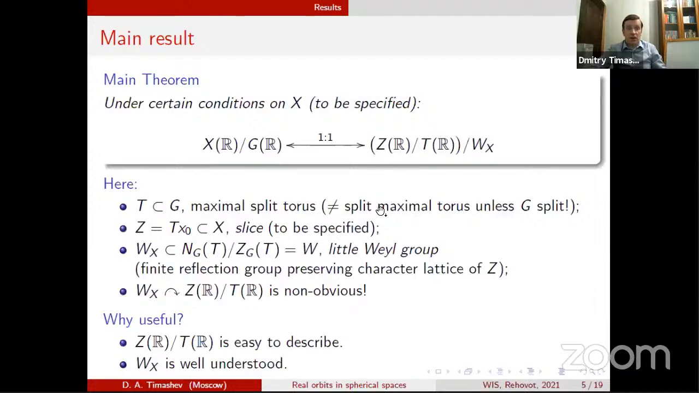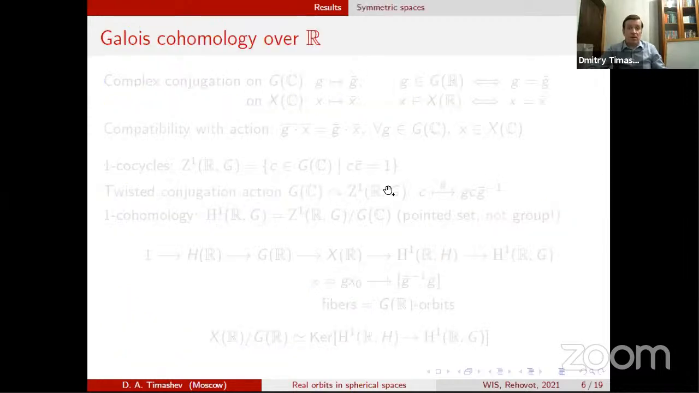As I said, we are able to prove this theorem in two different cases, and in these two different cases, we use different techniques. So, in the case of symmetric spaces, we use a very standard tool for the study of such kind of classification problems, which is Galois cohomology.